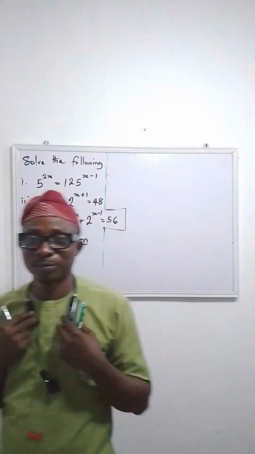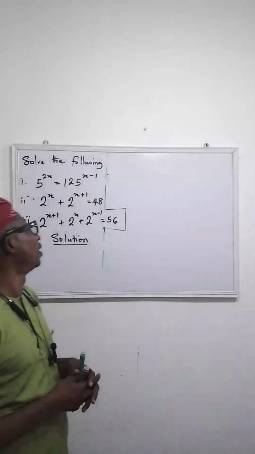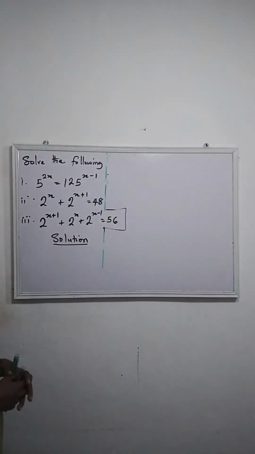Okay, now let's look at the next set of questions. All right, you have to solve the following. We have 5 raised to the power of 2x equals 125 raised to the power of x minus 1, and 2 raised to the power of x plus 2 raised to the power of x plus 1 equals 48. And the third one is 2 raised to the power of x plus 1 plus 2 raised to the power of x plus 2 raised to the power of x minus 1 equals 56. All right, so how do you solve this problem?